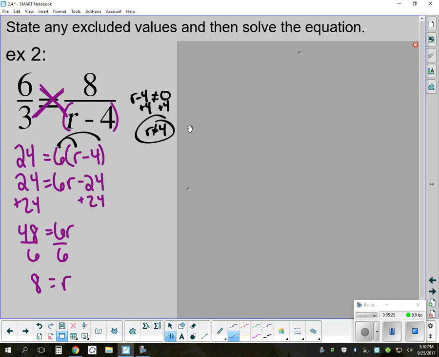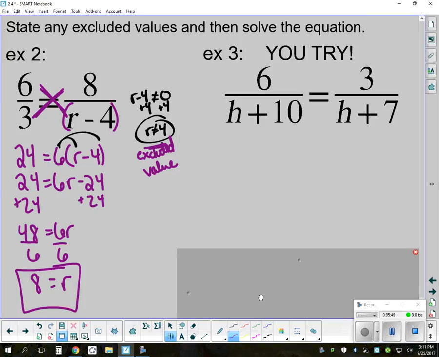Okay, so two things you're giving me: the excluded value and the solution. Understand which is which. When you are writing r is not equal to 4, I want you to also always write "excluded value" next to it. This is the solution. This is your excluded value. Okay, pause the video and you try this one. Make sure you pause it. Don't just keep watching right now. Pause the video.